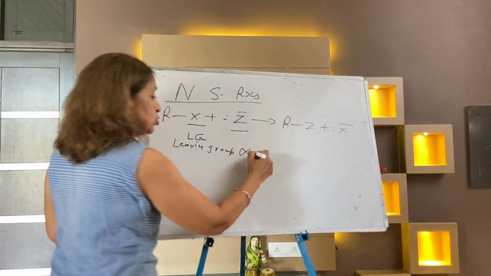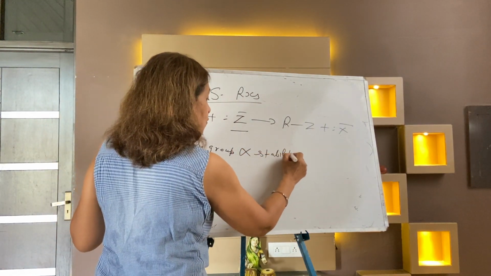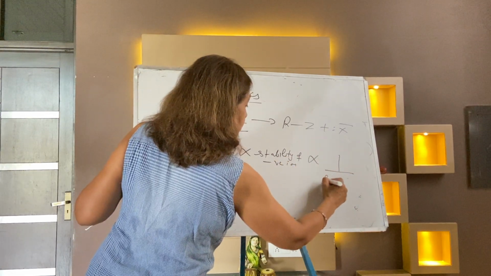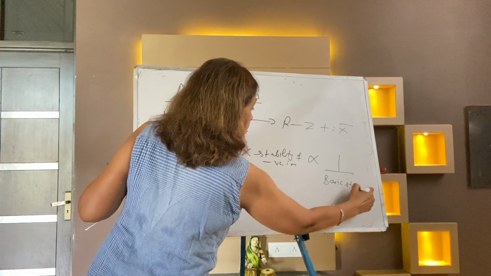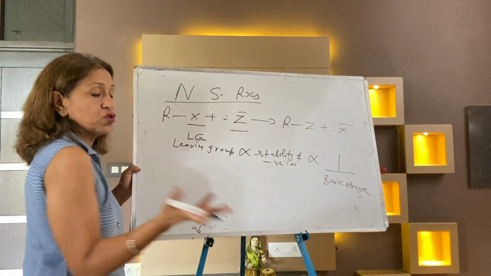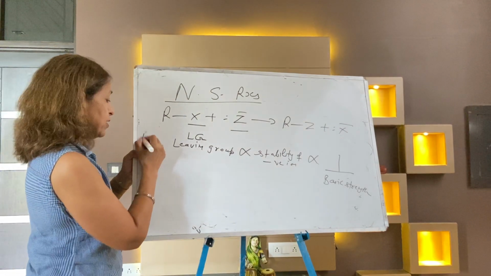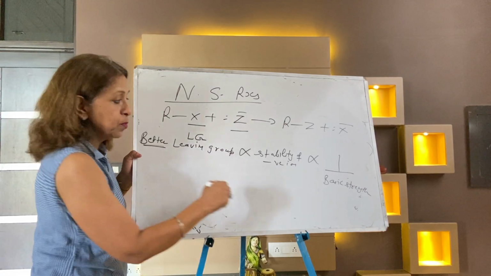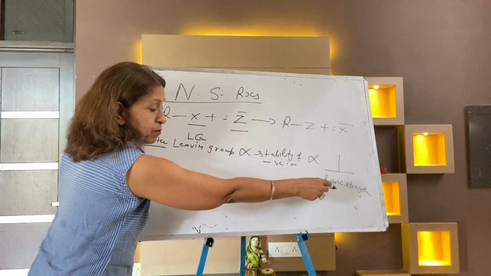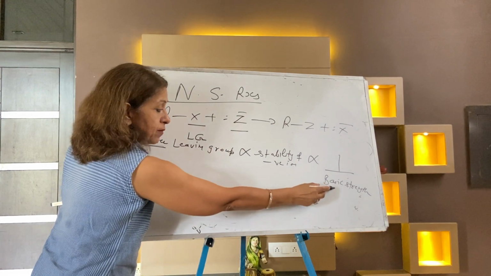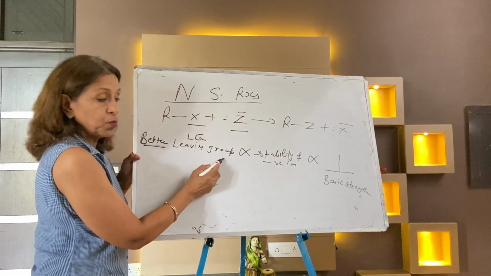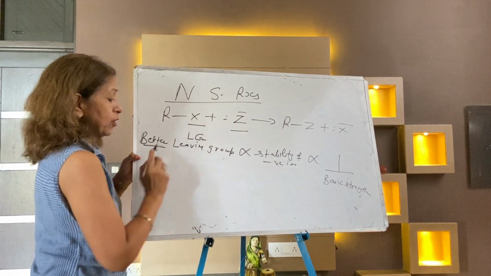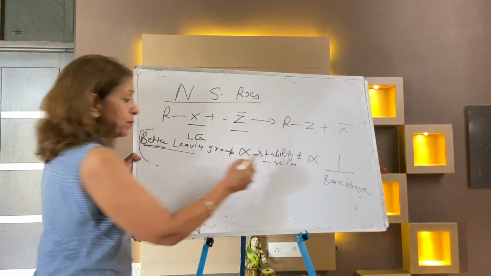leaving group ability is directly proportional to the stability of the negative ion, and inversely proportional to the basic strength. Now, which one is a better leaving group? Only that one is a better leaving group which is less basic. Inversely proportional, so the less basic is the better leaving group. Okay, the more stable the ion is, the better the leaving group. So write down, this is a very important tip.